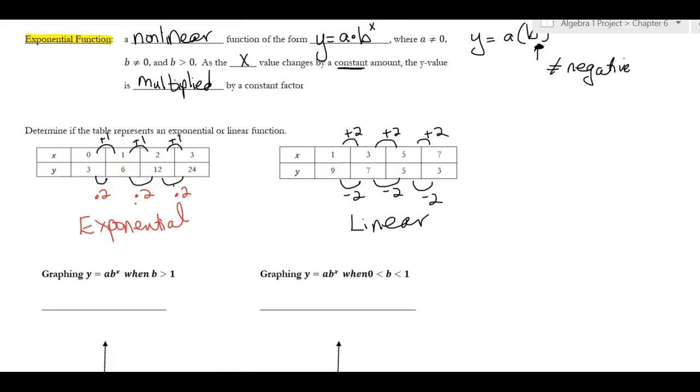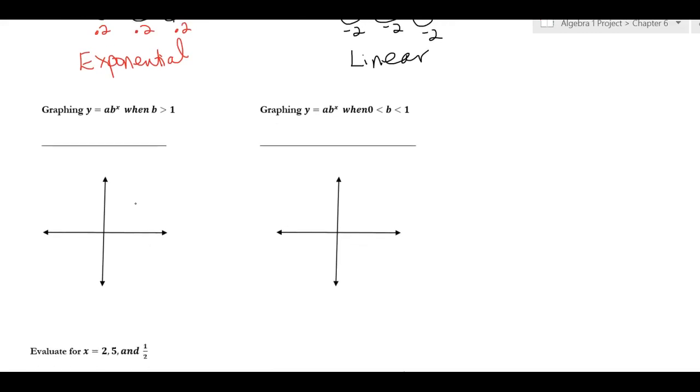Alright, so now we need to look and see what this graph looks like. Okay? Whenever I have a b value greater than 1, this is called growth. We will spend a lot more time with it, but I want you just to recognize that when the b value is greater than 1, it's growth. When the b value is between 0 and 1, so it's smaller than 1, it is called decay. Alright. When we have this, the a value is where we cross the y-axis. So whatever the a value is, that's where we cross the y-axis.